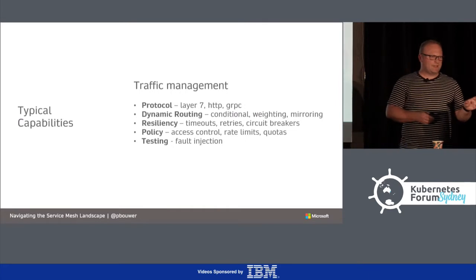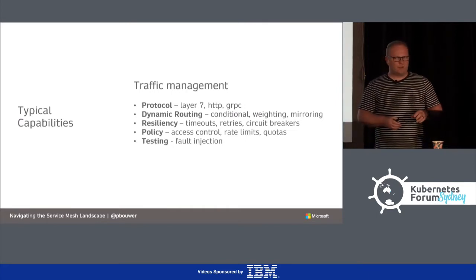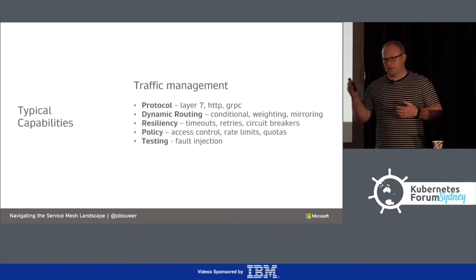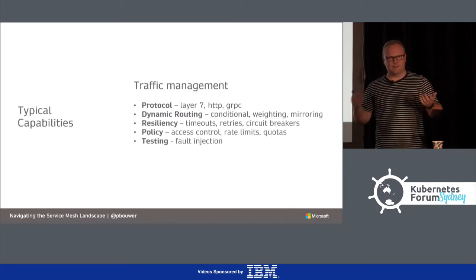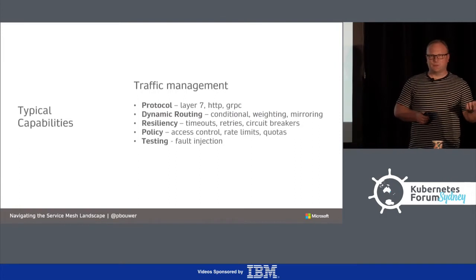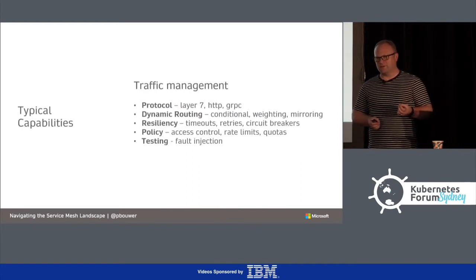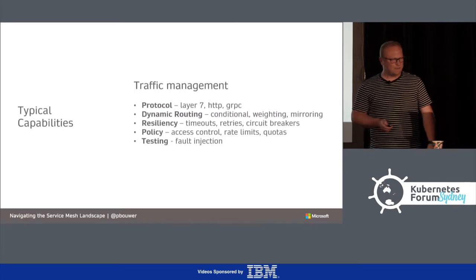And then with the policies, you can do access control to specific workloads. You can also do rate limiting and quotas. So this is maybe, if this service calls this service, it can only call it a maximum of 10 times a second. And then some of the meshes also support this testing capability where you can actually use the mesh in QA or dev to actually inject faults into your system, and that tests your resiliency.